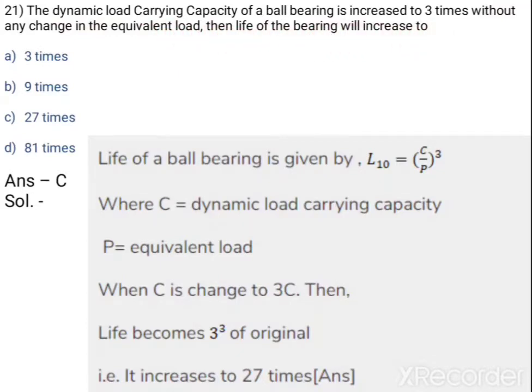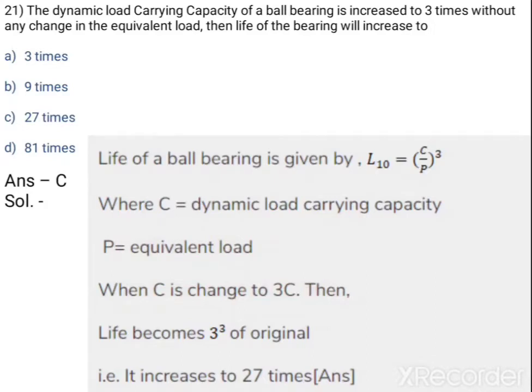So you know the relationship: L is equal to, P L raised to 1/3 is equal to constant. From that we can derive the relationship L is equal to (C by P) raised to the power 3. So what is C? Dynamic load carrying capacity. What is P? Equivalent load. When C changes to 3C.